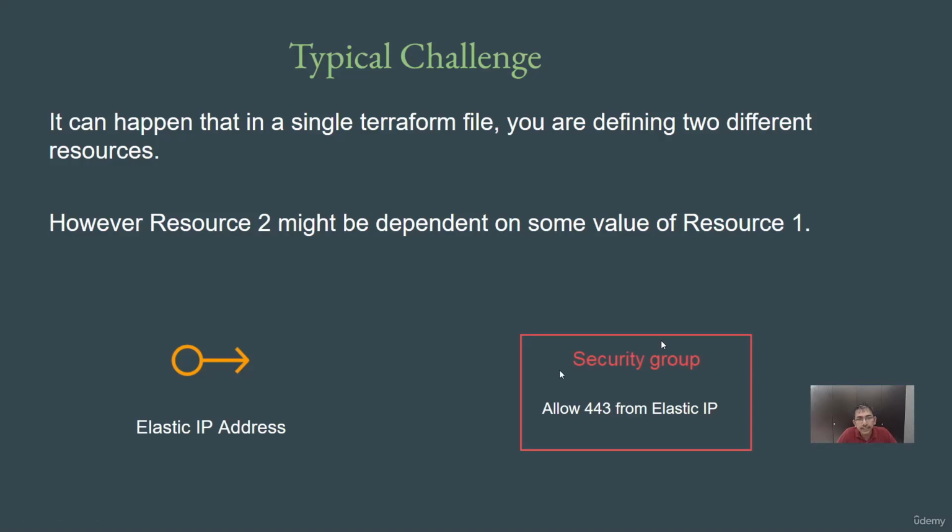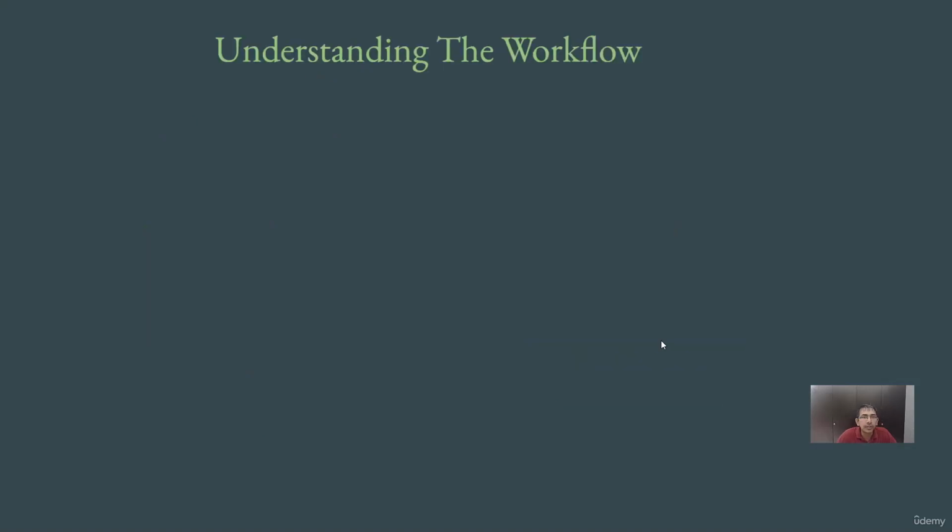What you want is a solution in which, once the elastic IP gets created, whatever the value associated with the public IP attribute is, it is automatically added as part of the security group. So let's look into the workflow that we are expecting. The first resource, as we are discussing, is the EIP resource.